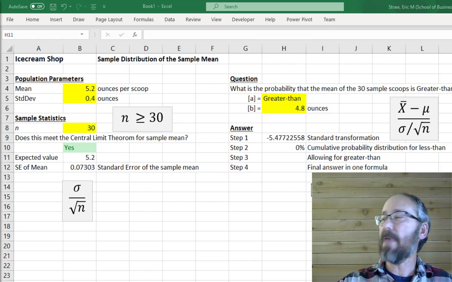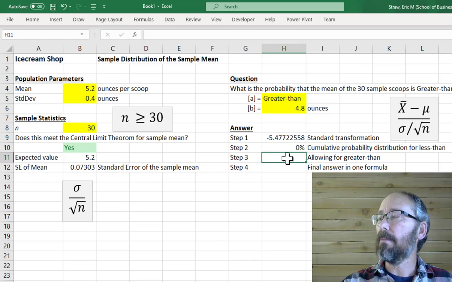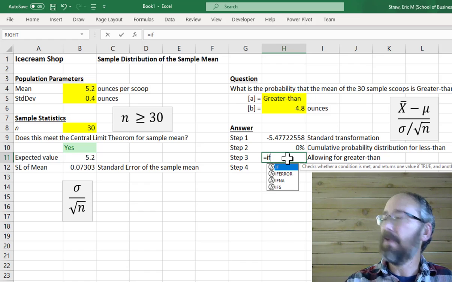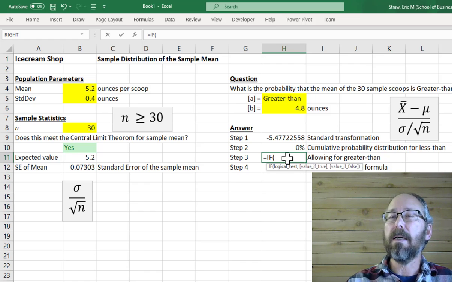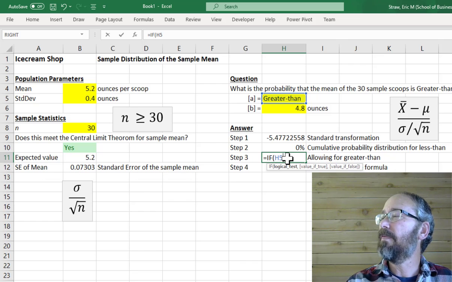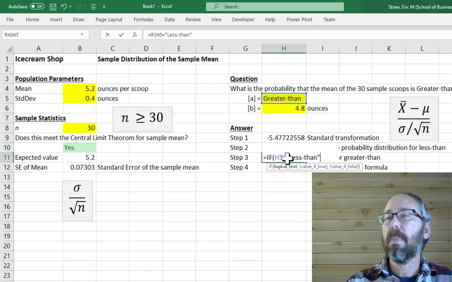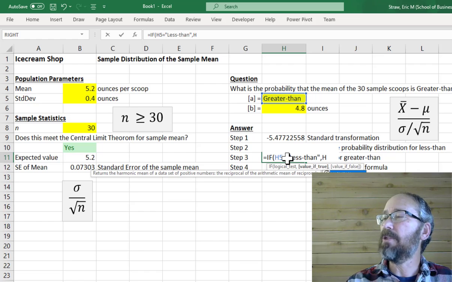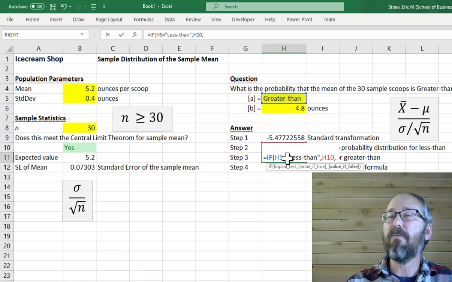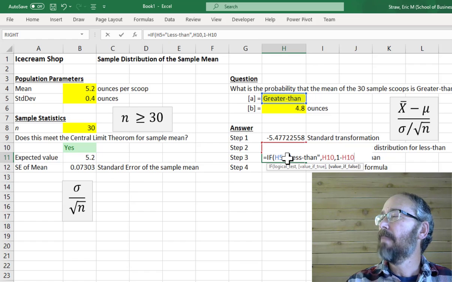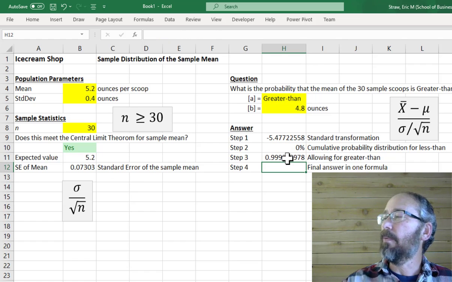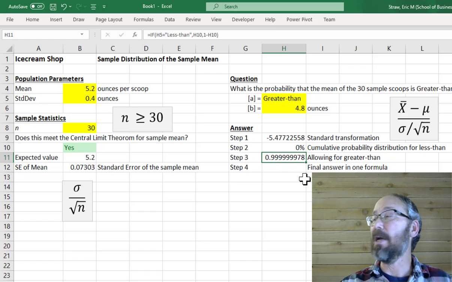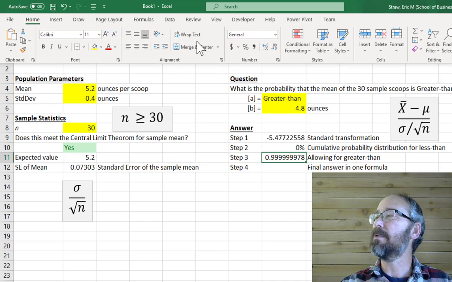Okay, but now we have to allow for that greater than, and so we're simply going to do an IF statement for that, and this will show kind of why we're separating this out and doing this in steps. So if H5 equals, let's go with less than, then we're simply going to stick with our H10. Otherwise, we're going to have 1 minus H10. Now, I'm going to illustrate this a little bit with you. Now, you can see it's nearly 100%, which is just the opposite percentage of that. So again, let's change this to percentage.